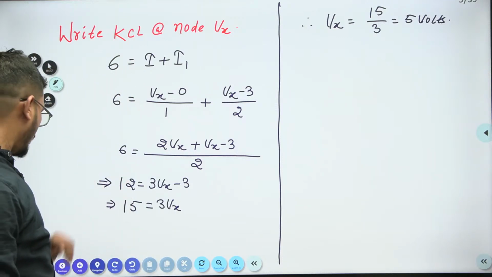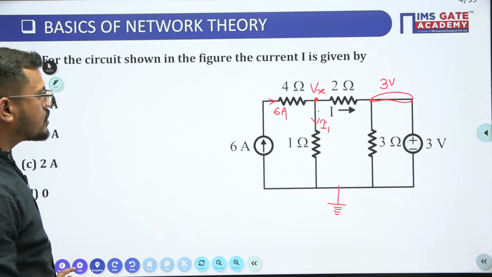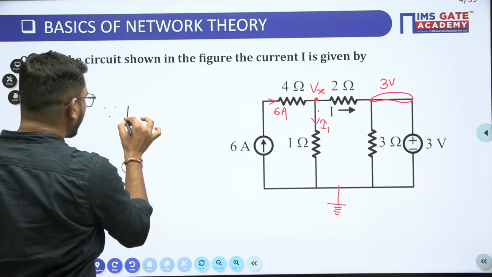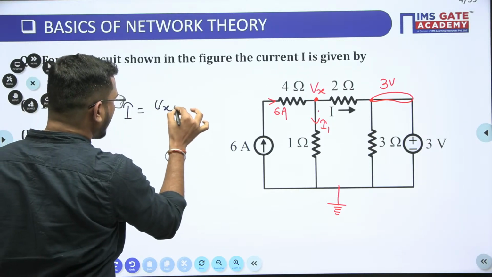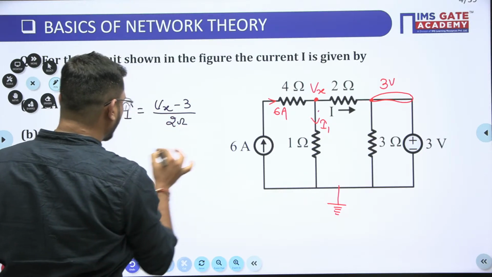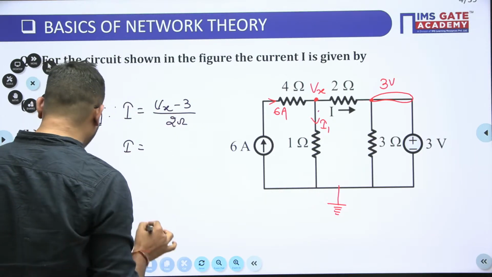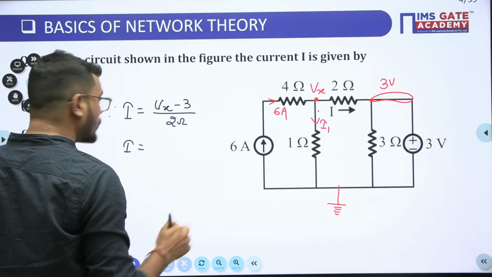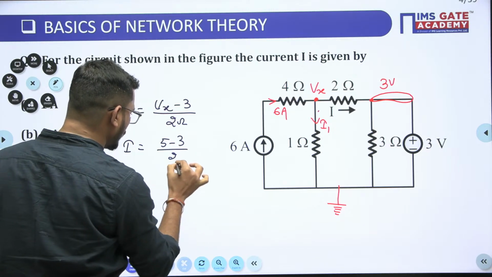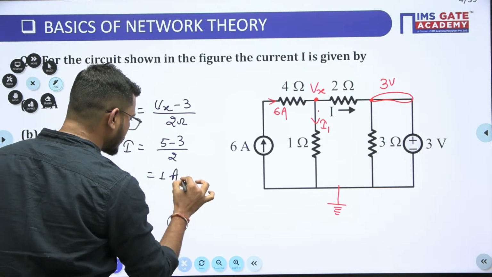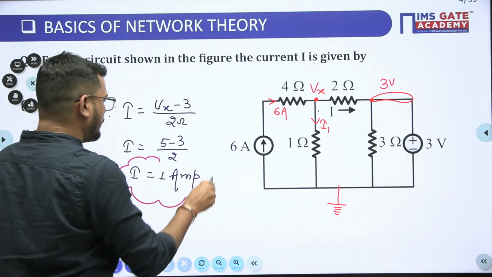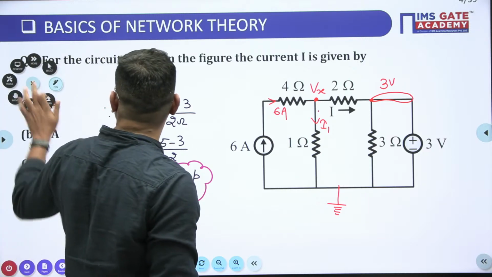Okay. So now as we know Vx is equal to 5 volts, we can write I is equal to Vx minus 3 divided by the resistance of the resistor, which is 2 ohm. So I is equal to, as Vx is 5 volt, 5 minus 3 divided by 2, so this is 1 ampere, guys. So here I is equal to 1 ampere and this is the correct answer.